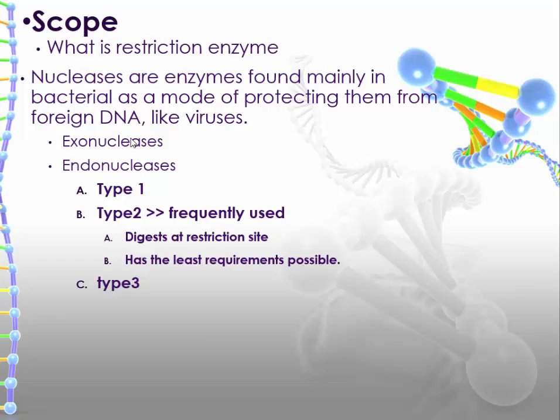There are three important types of endonucleases, and type 2 among those three is actually the most frequently used one, because it digests the DNA at a specific site, which is called the restriction site, and it has the least requirements possible for digestion, which is an important reason to use these kinds of digestive enzymes.